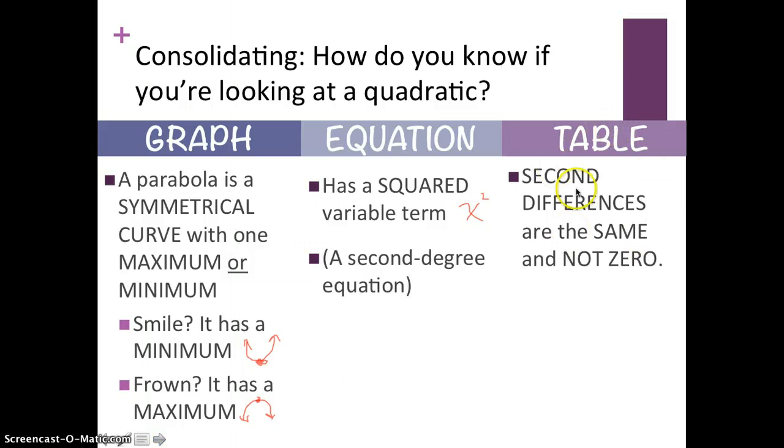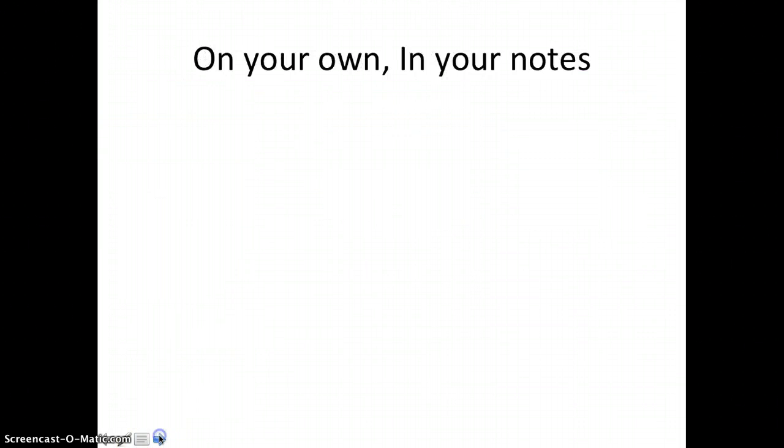Okay, a table of values will tell you if it's quadratic if you calculate the second differences and find out that they're the same and that they're not zero. So they all have to be the same and they cannot all be zero. So any of these will tell you whether or not you're looking at a quadratic. These are the conditions that you need to be met.